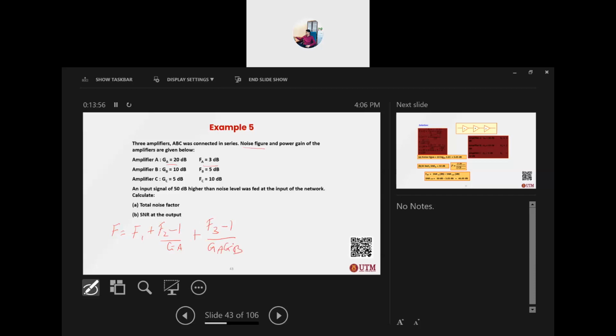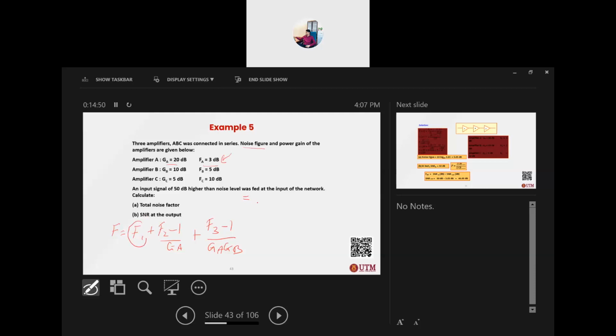I don't know why my laptop becomes slower. Then F1 is what? Now I am able to, because we sometimes learn more from the example. You see here, this one is F1, referring to this one. So we need to change it to linear first.